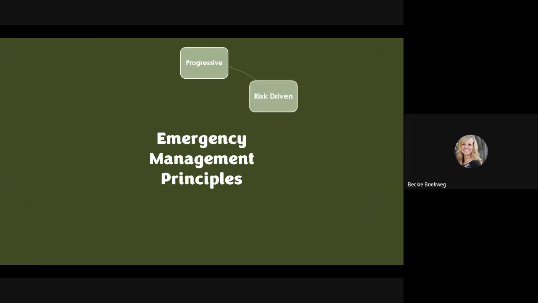Next principle is risk-driven. Emergency managers use sound risk management principles, hazard identification, risk analysis, and impact analysis in assigning priorities and resources. Integrated is the next principle. It ensures unity of effort among all levels of government and all elements of a community. Emergency management is committed to making sure that all people are considered and a whole community approach in planning is utilized.